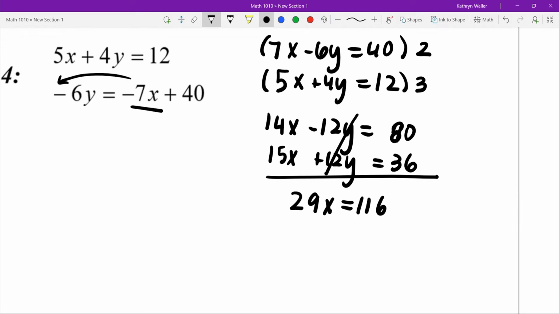Now go 116 divided by 29. I'm telling you right now, I'm not going to give you fractional answers. So if you get a fraction, I think you probably did something wrong. X equals 4. So your answer is going to be 4 comma something.